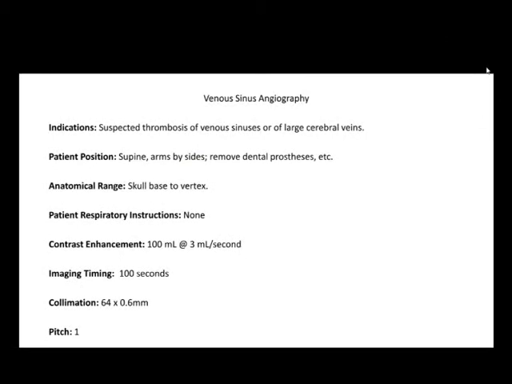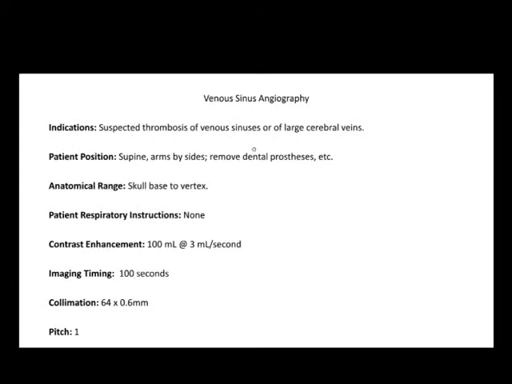So this is a venous sinus angiography. So we're looking at the venous aspect of angiography for the cranium. And this is for a suspected thrombosis of venous sinus or large cerebral veins. And so basically you're looking for a thrombus inside the brain.